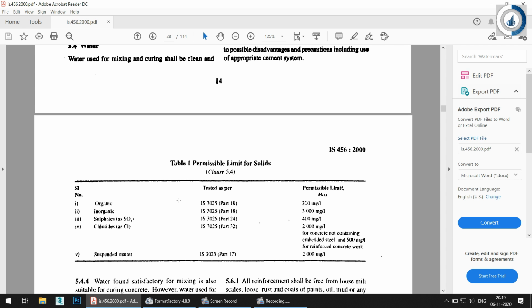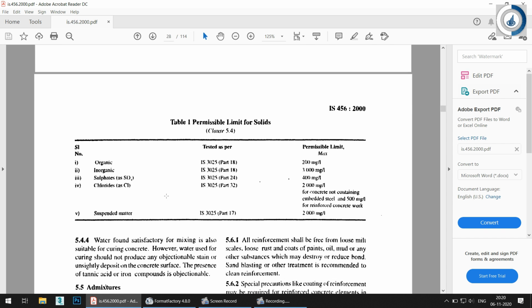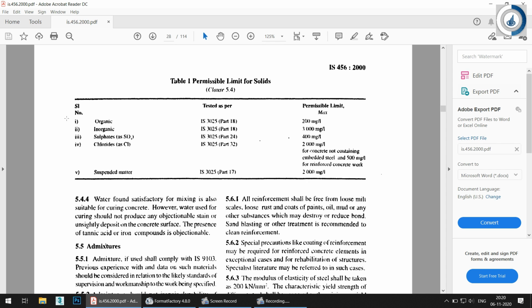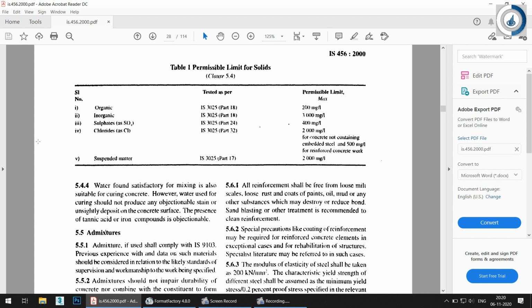So if you are going to use it for RCC, it should be less than 500 milligrams per liter, and for normal concrete without steel 2000 milligrams per liter. And these are the values, tested as per IS 3025 different parts. So you can go through those IS codes and study more about them. And 5.4.4 is water found satisfactory for mixing is also suitable for curing of concrete. So if it is suitable for mixing, therefore it is suitable for curing.